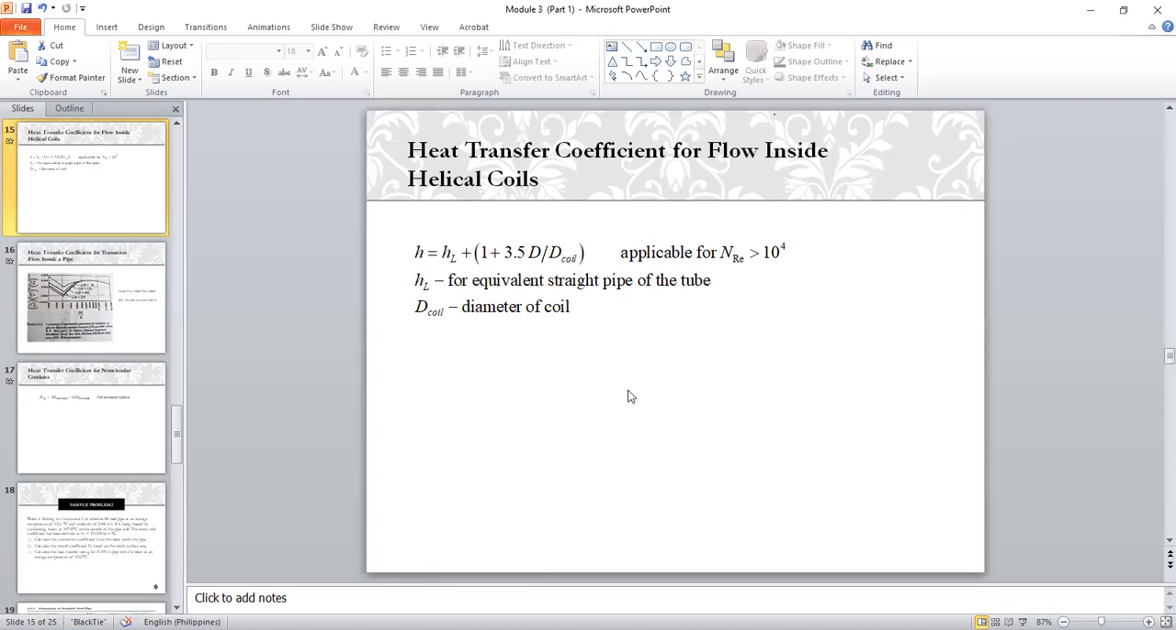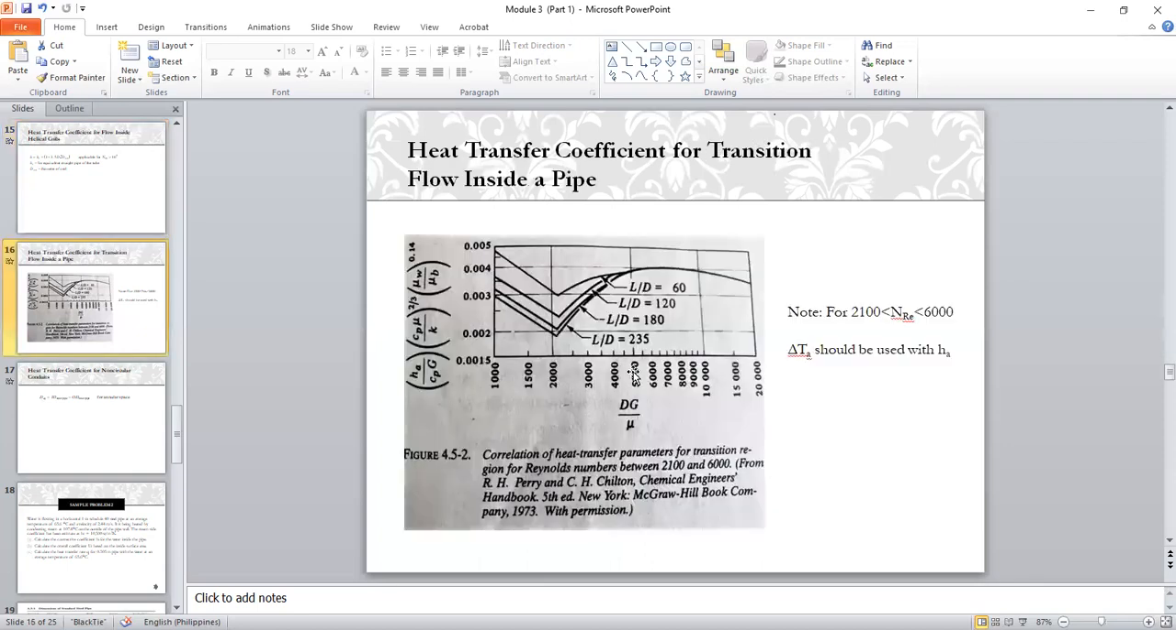I don't find it here in Geankoplis. Probably I got this from a different reference book. So please take note of this and check as well if it's found in McCabe or in your Perry's Chemical Engineers' Handbook. Now, we know already what formula to use if the flow is laminar or if the flow is turbulent. What if it's somewhere in between?